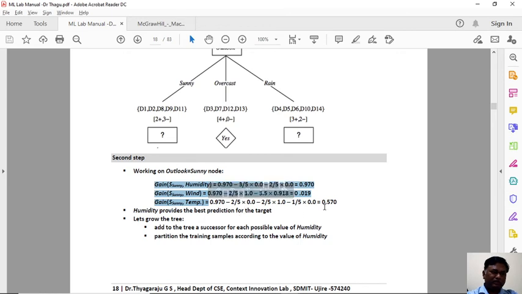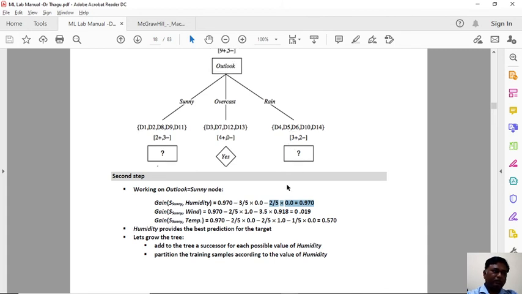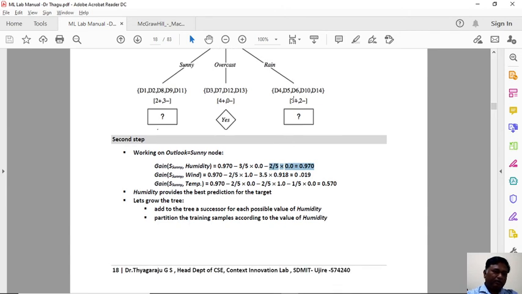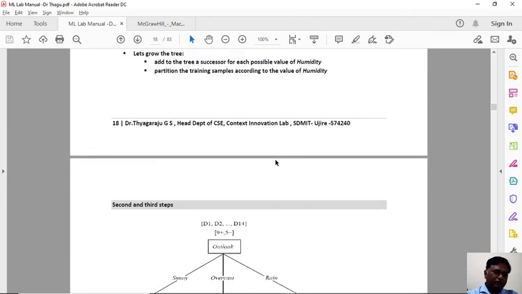Now out of these 3, which has the maximum gain? 0.970, 0.01, 0.570. So 0.970 is the maximum value. So this question mark will be filled with humidity. Now coming to this, we have two more attributes. Among these two attributes, you have to find which has the maximum gain. So that attribute will be selected and printed here. That is calculated directly. Now I will show you the next slide.